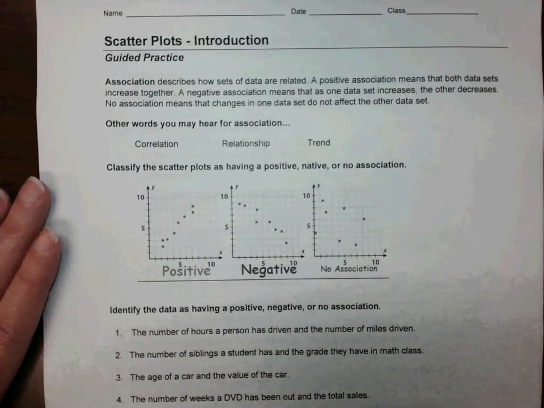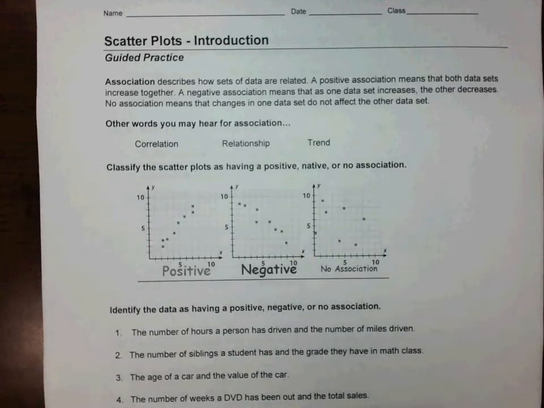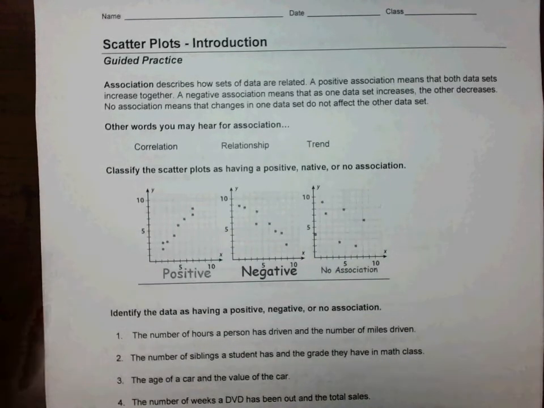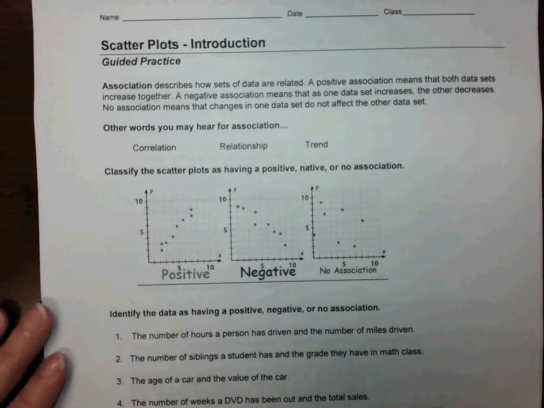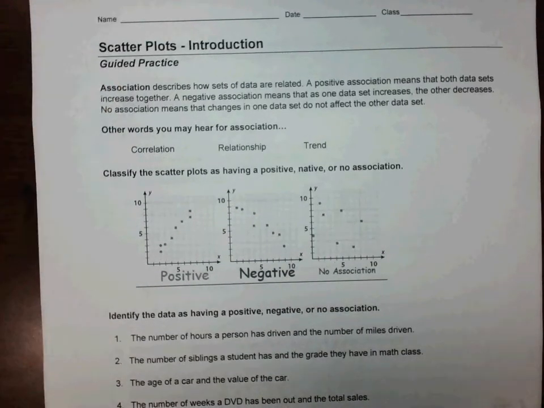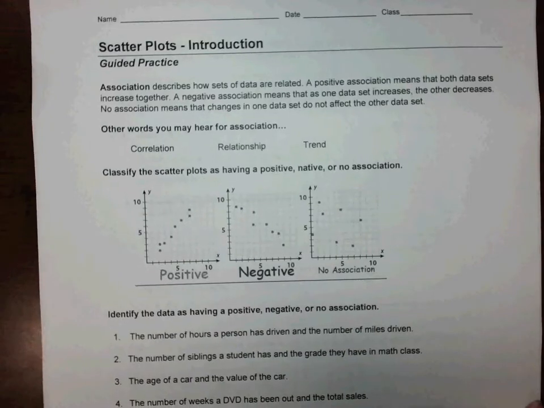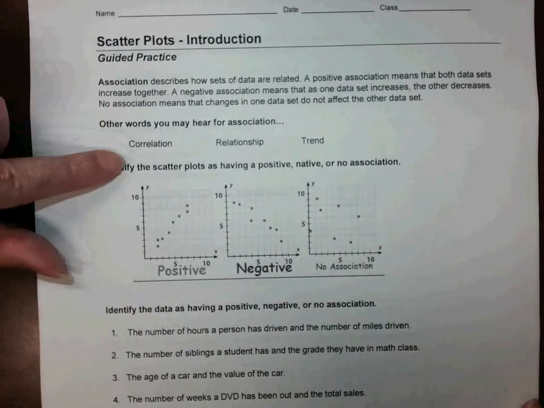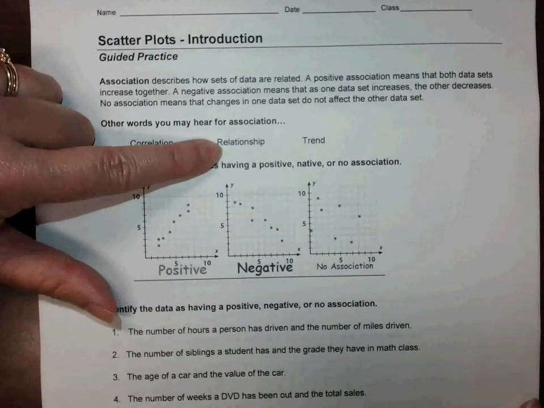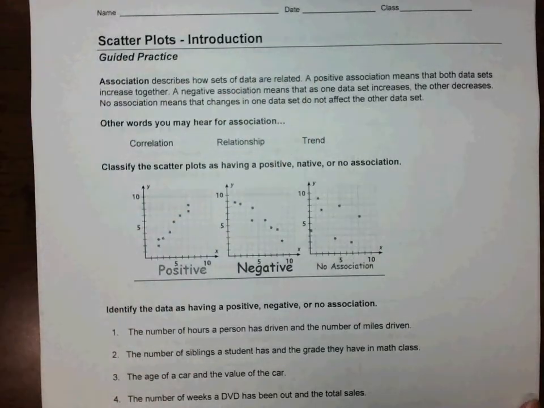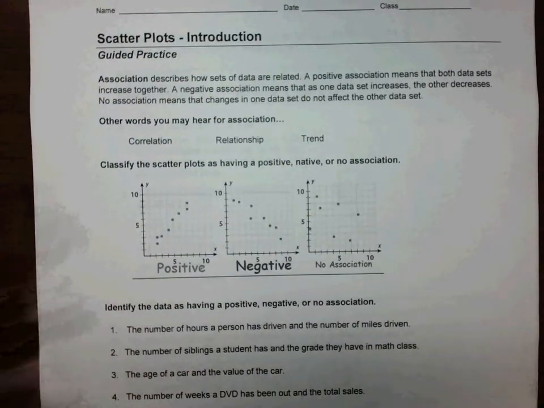Alright, so today we're doing an introduction on scatter plots. Some vocabulary that we want to start off with. You'll hear lots of different words that apply to the same thing. We've got association, correlation, relationship, and the word trend. Okay? Any of these words: positive association, positive correlation, positive relationship, positive trend.